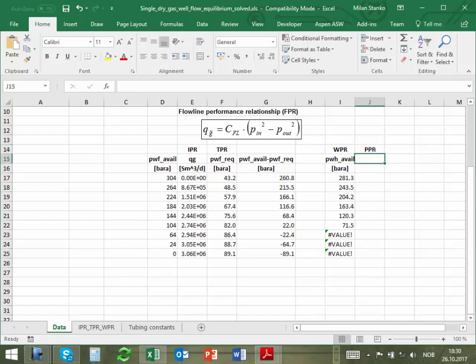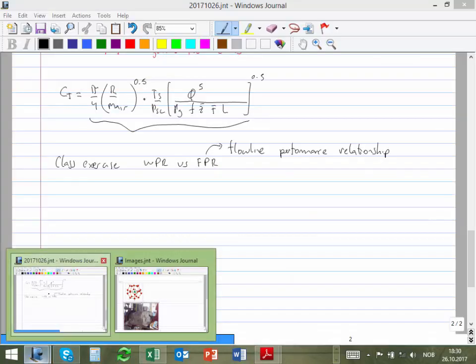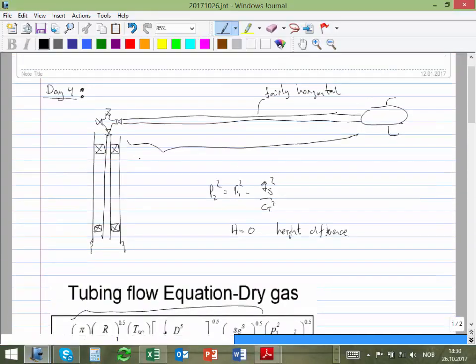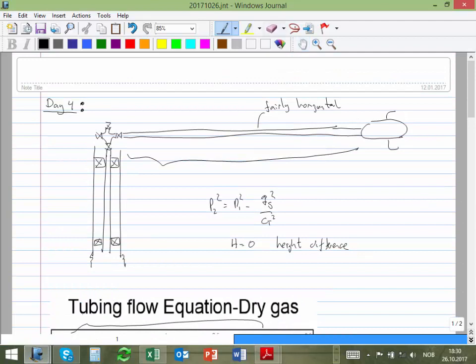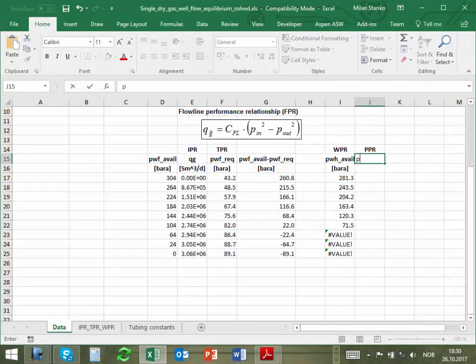So what pressure is that? If I have now this system, that is the required pressure I need at the wellhead to flow against separator pressure. So I just say PWH required. That will be again in bar.